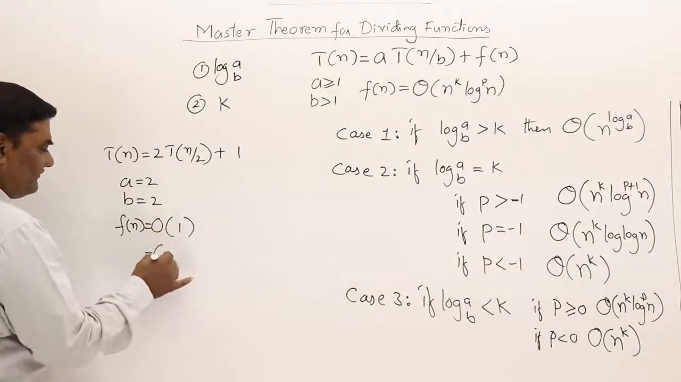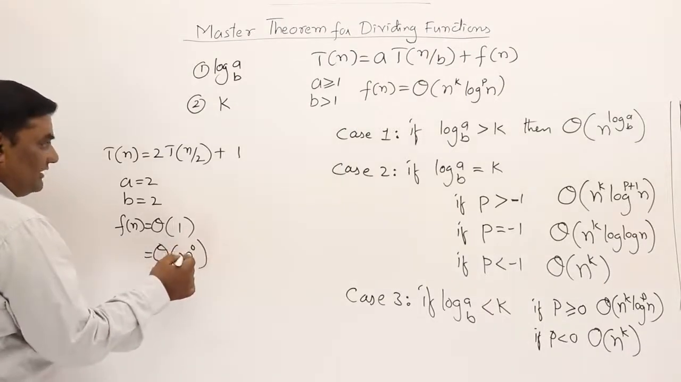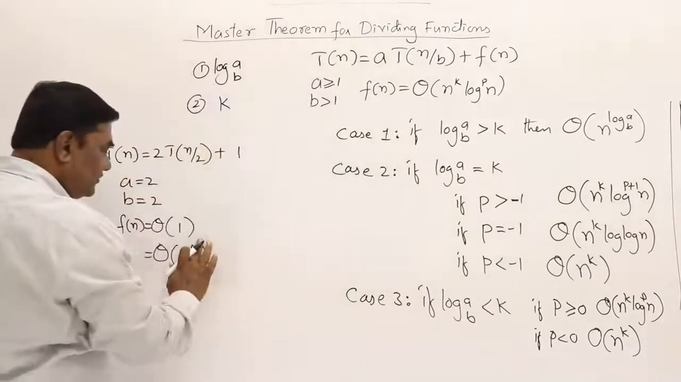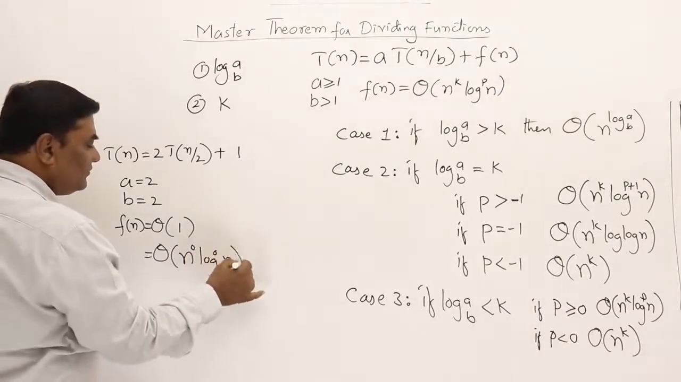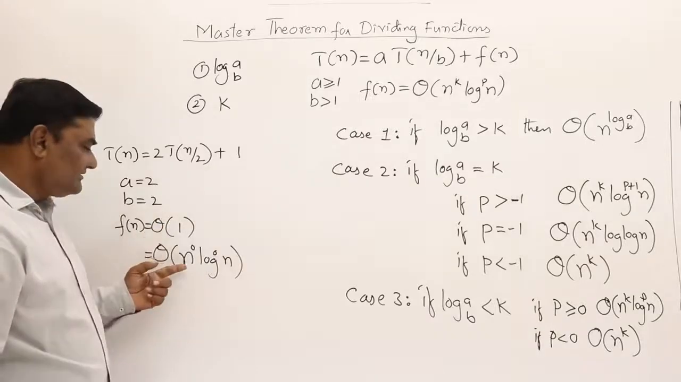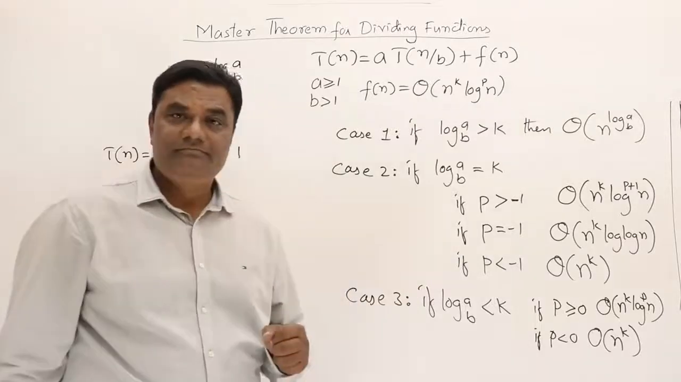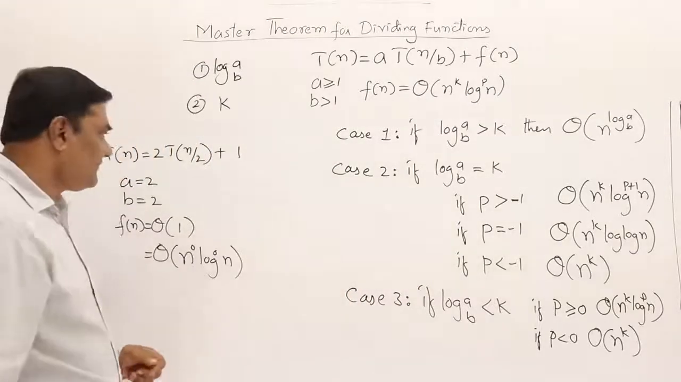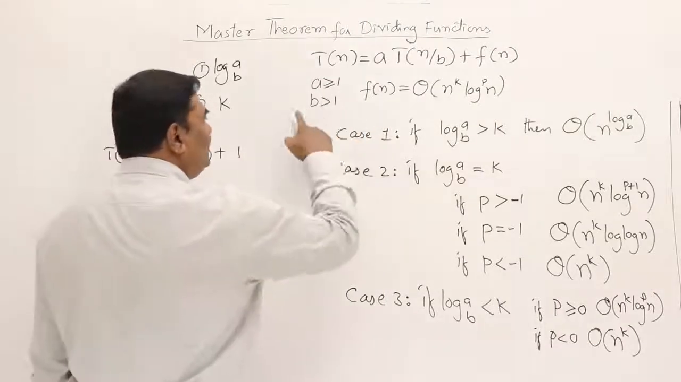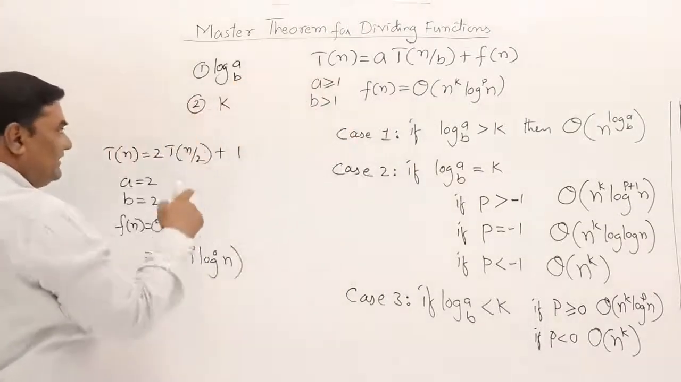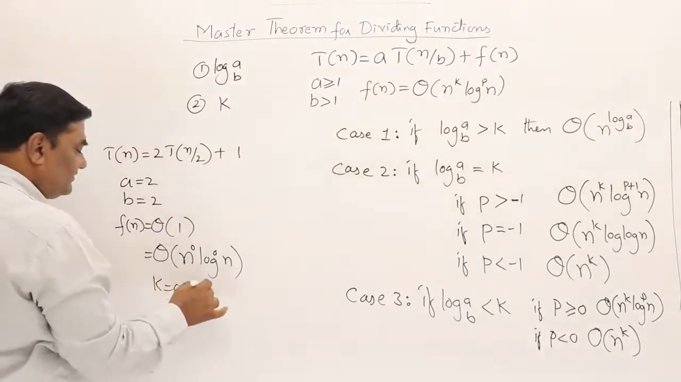What is this theta of 1? Theta of 1 is n power 0. Is there any log n? No, there is no log n. So for that also I will take log power 0. See, this 1 is n power 0 and log n power 0 also. Both are 0. Now from this, I'll find out log a base b and n power k. So what is the k here? k is 0 and p is also 0.